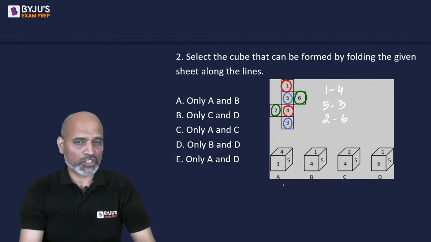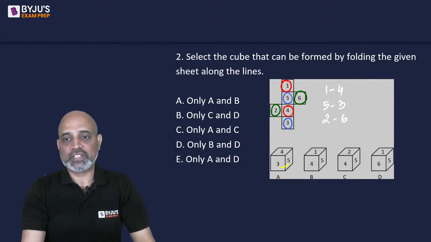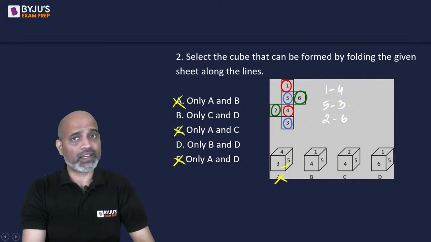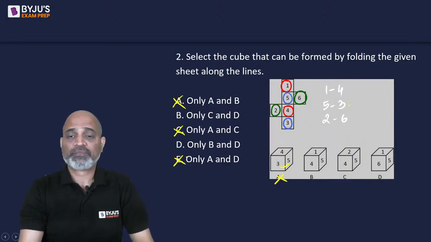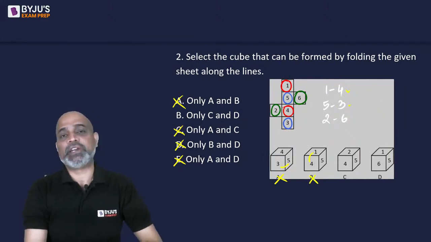So if I look at the first option, we see 3, 4, 5. How come 3 and 5 are both simultaneously seen when they are supposed to be opposite to each other? So A can't be your answer. If A can't be your answer, option A, option C, and option E are not going to happen, right? Next, 1, 4, 5. How come 1 and 4 are seen simultaneously when they are already opposite to each other? So B also doesn't make sense. So this also gets eliminated.